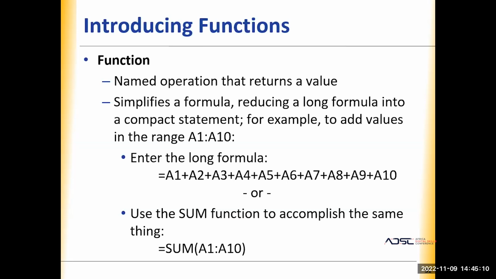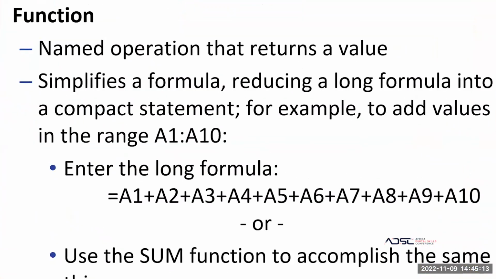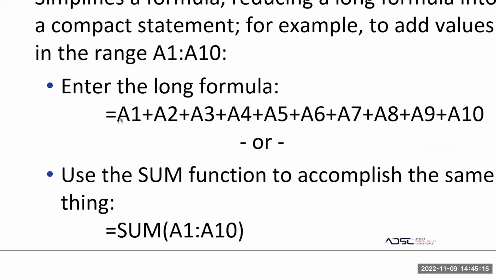So for instance, when you want to add cell A1 to cell A10, we can start with equal to, and then A1 plus A2 plus A3 up to A10. But Excel also comes with a function so that everybody can have their way through. You can use the function called SUM to accomplish the same result. So you start with equal to, and then you put in your function there, SUM in brackets, A1 to A10.